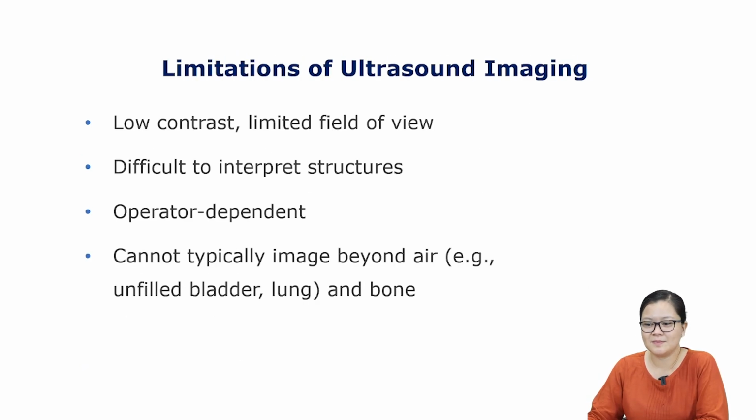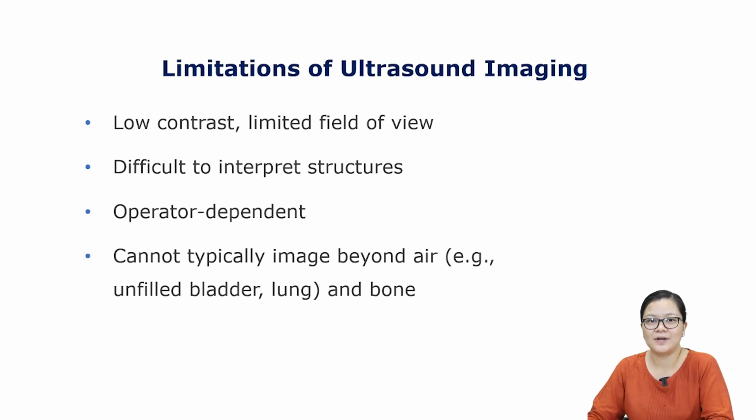Ultrasound imaging does have some limitations. For one thing, the images can have low contrast. Sometimes different structures in the tissue can appear similar in the ultrasound image. Also, since the transducer is relatively small compared to other imaging modalities such as CT or MR, there can be a limited field of view. Therefore, the sonographer would need to move the transducer to different regions to have a good view of the imaging region. Sometimes it's also difficult to interpret structures. There are some structures in the tissues that can appear the same in ultrasound, so that makes it quite challenging.